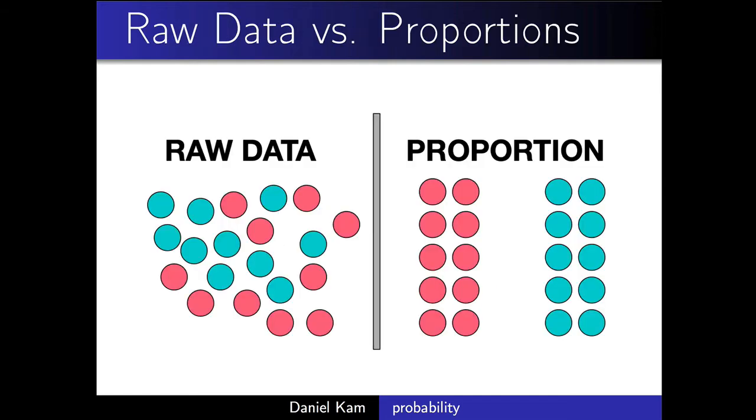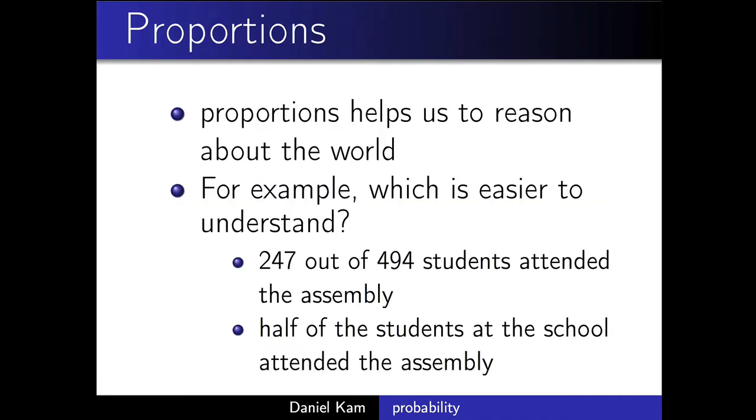The reason we use proportions is because raw data is hard to see. If you look at this picture here, on the left side there's the raw data. It doesn't really make a lot of sense because the numbers are all jumbled up. Whereas on the right side we have a proportion where it's easy to see that half of them are this pinkish color and half of them are teal. Proportions help us to make order of disorder. Proportions help us to reason about the world.